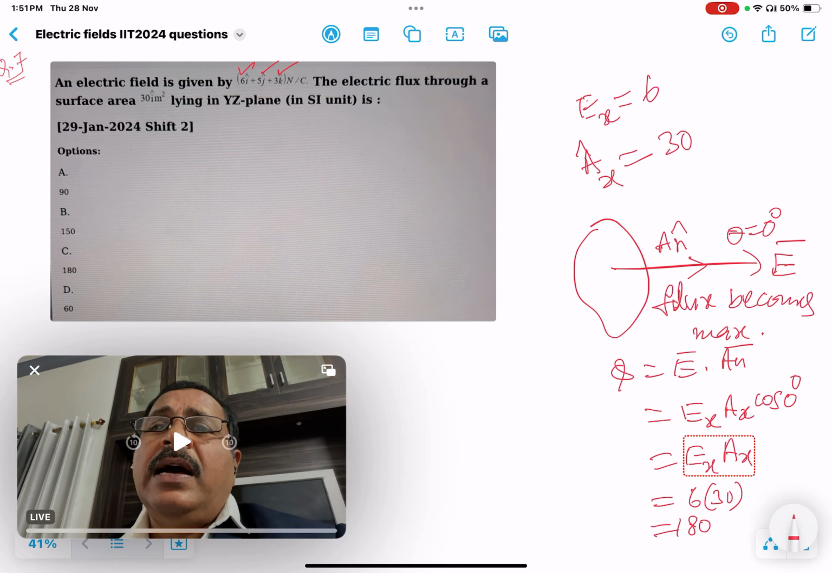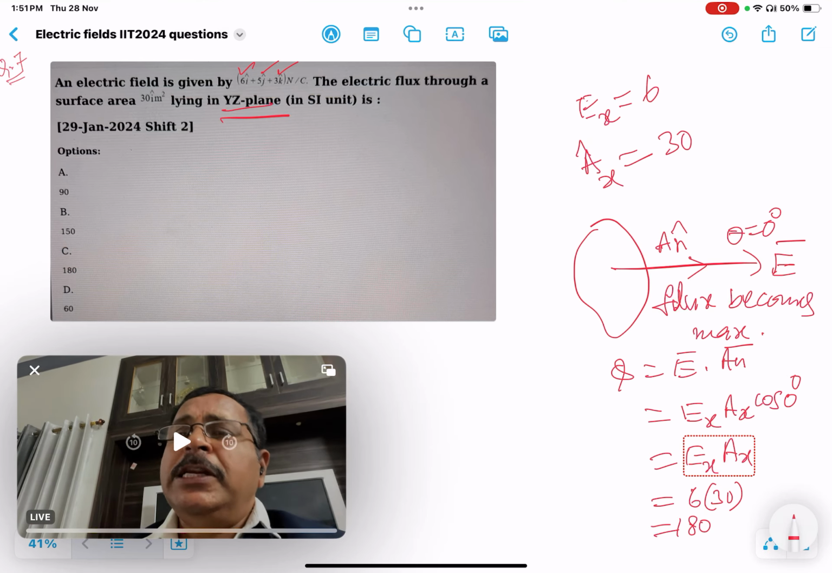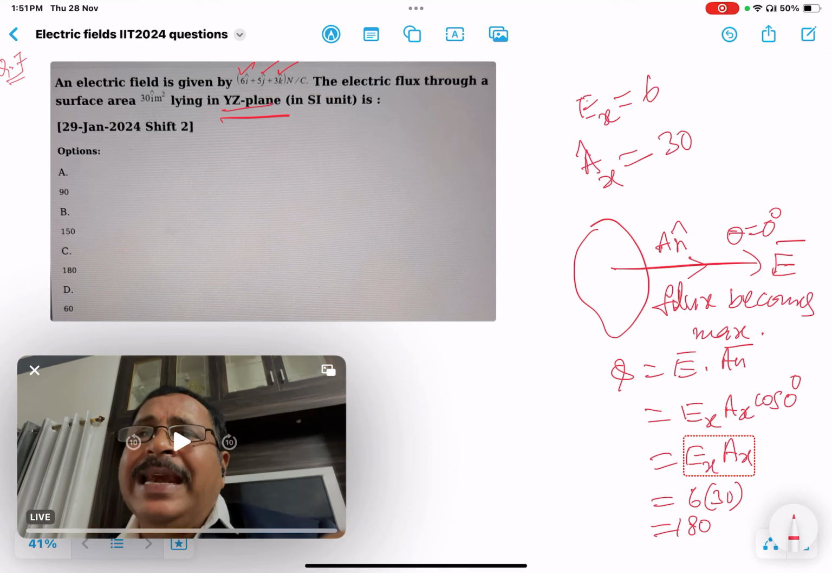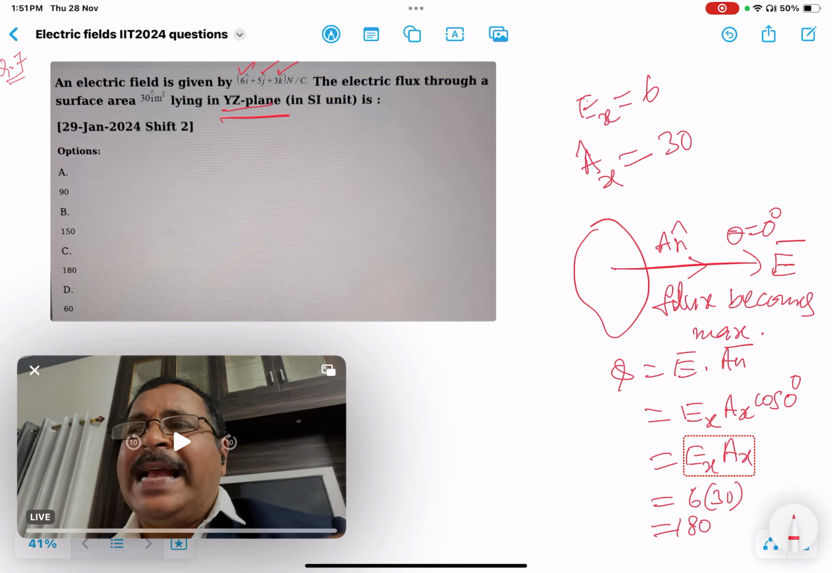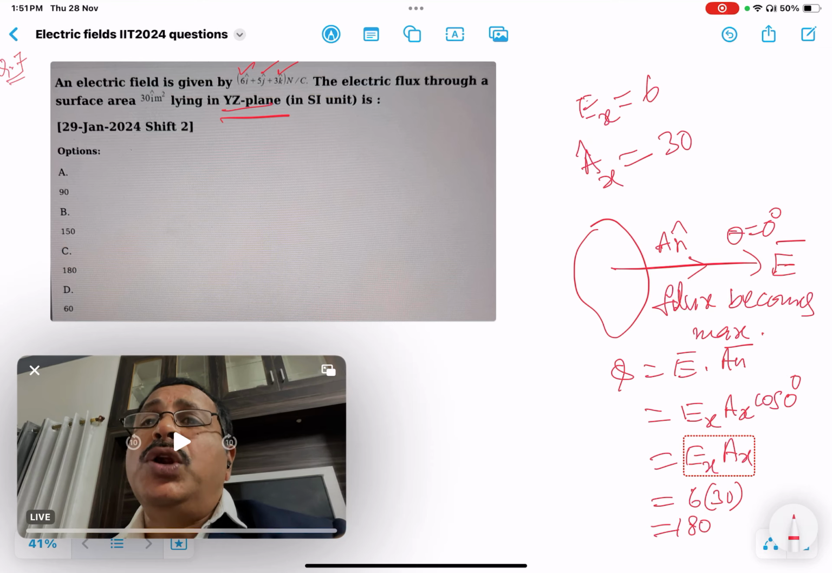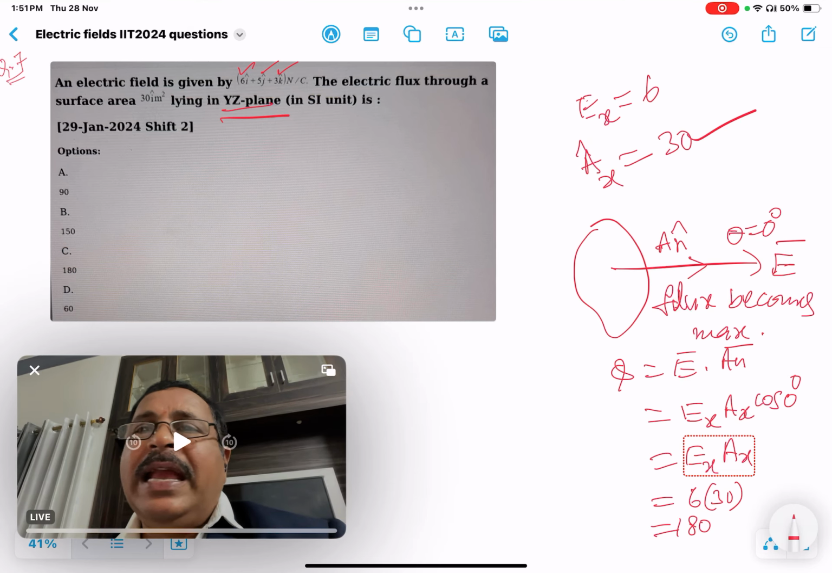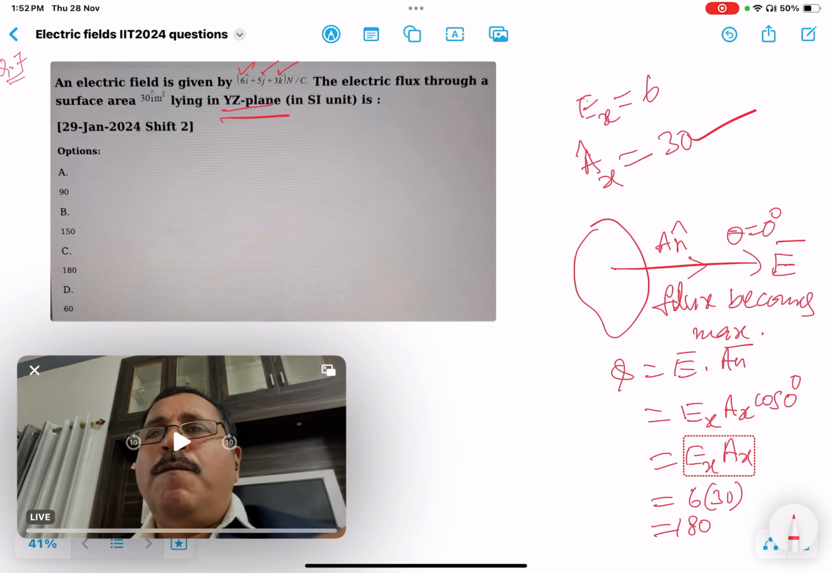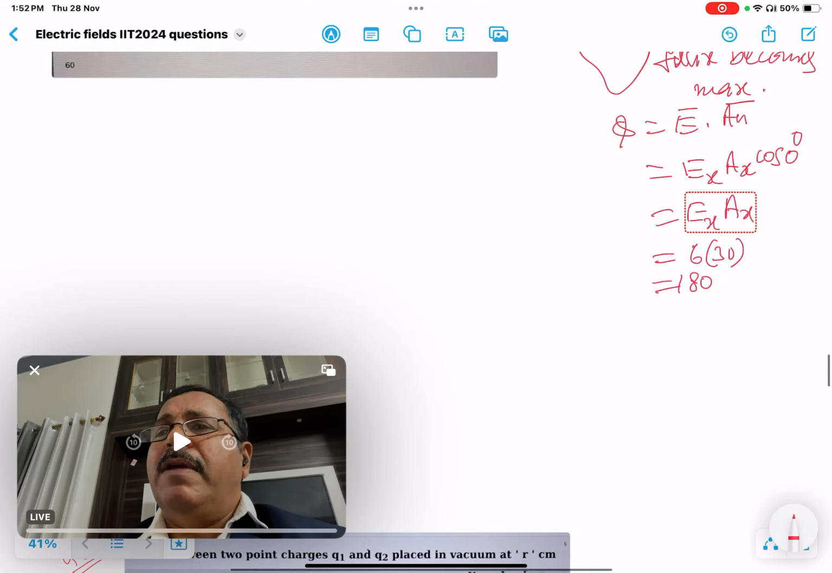He is asking about a normal area vector lying on the YZ plane. Remember this point. If the coil is on the YZ plane, then its normal area is perpendicular to the YZ plane, which is nothing but along the x-axis. That is the reason why we selected the area along the x-axis. Intensity is also along the x-axis, so the value 6 is selected. If both are in the same direction, flux becomes maximum. He is asking for the electric flux through the area. Very important. This is in Weber.